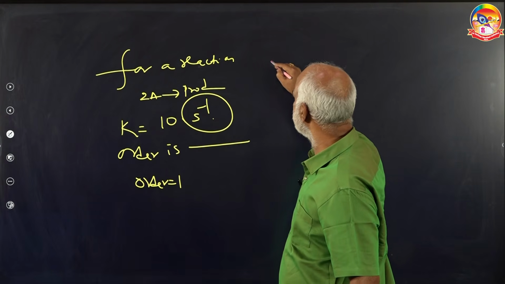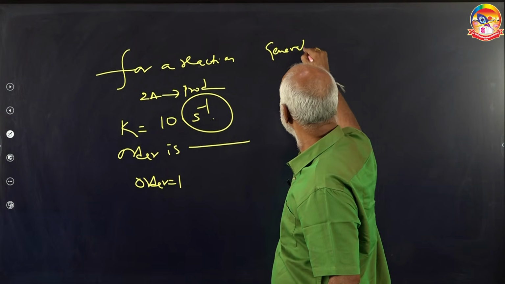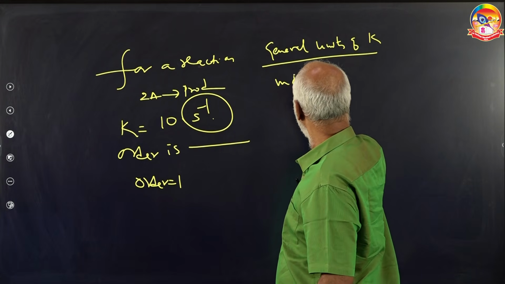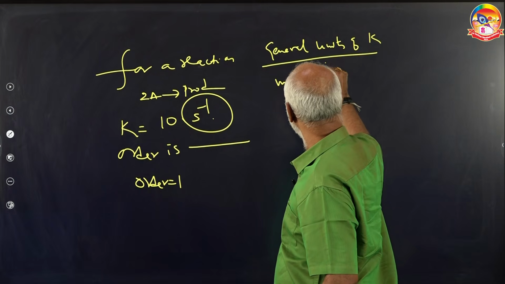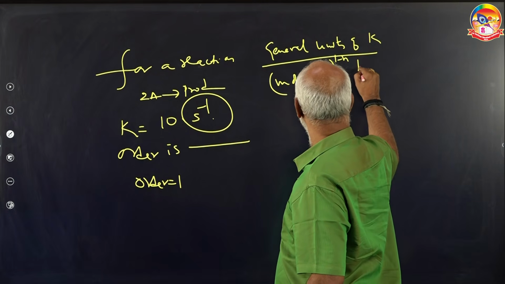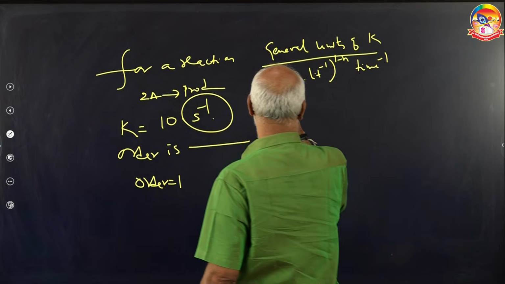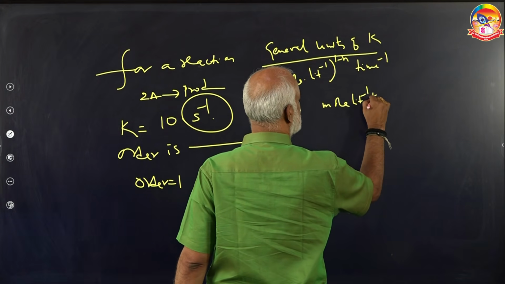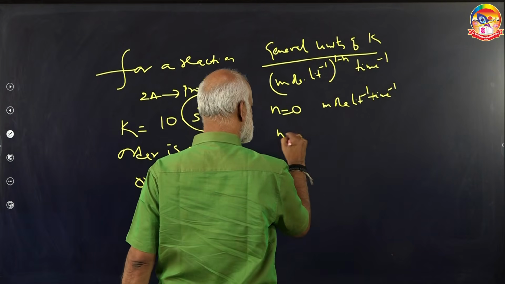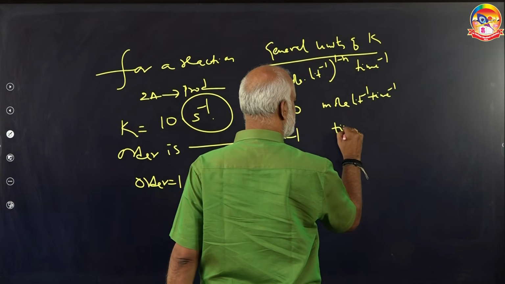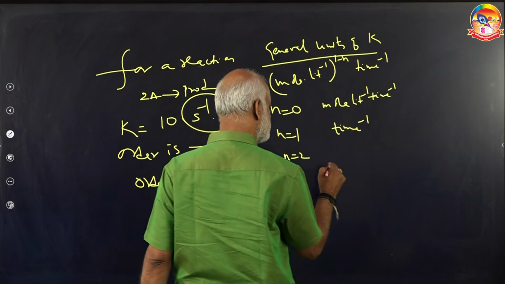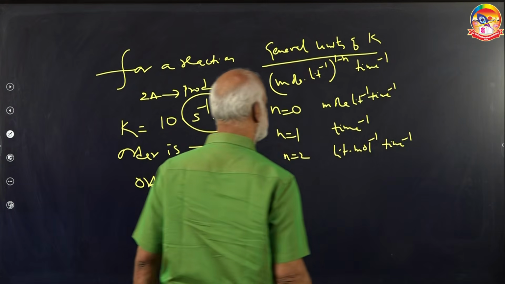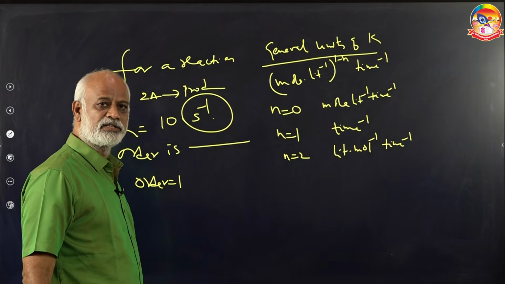So, is there any technique? Yeah. General units of K: mole liter inverse to the power 1 minus n, time inverse. N is equal to 0, mole liter inverse time inverse. N is equal to 1, substitute there, time inverse. N is equal to 2, liter mole inverse time inverse. Like that you can tell about each order by looking at the units of K.